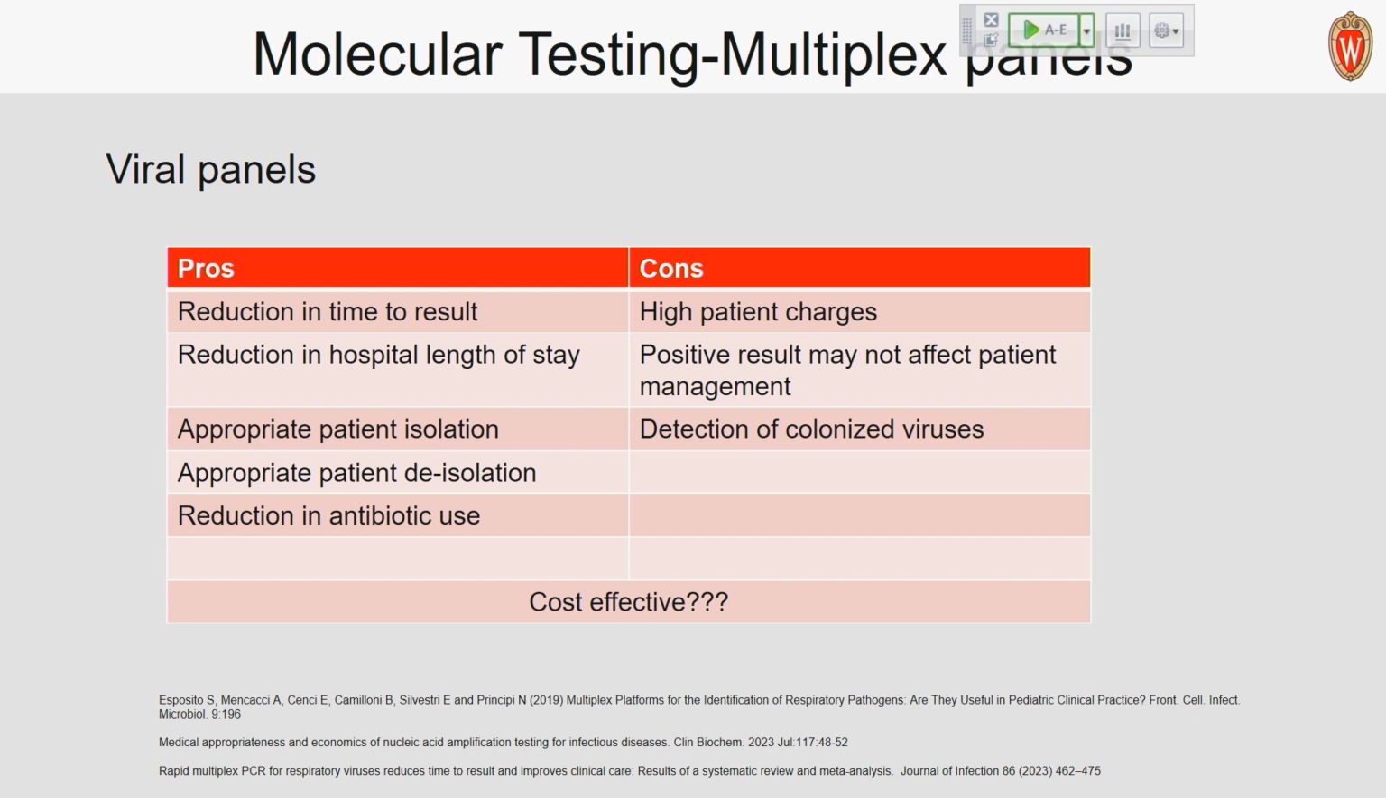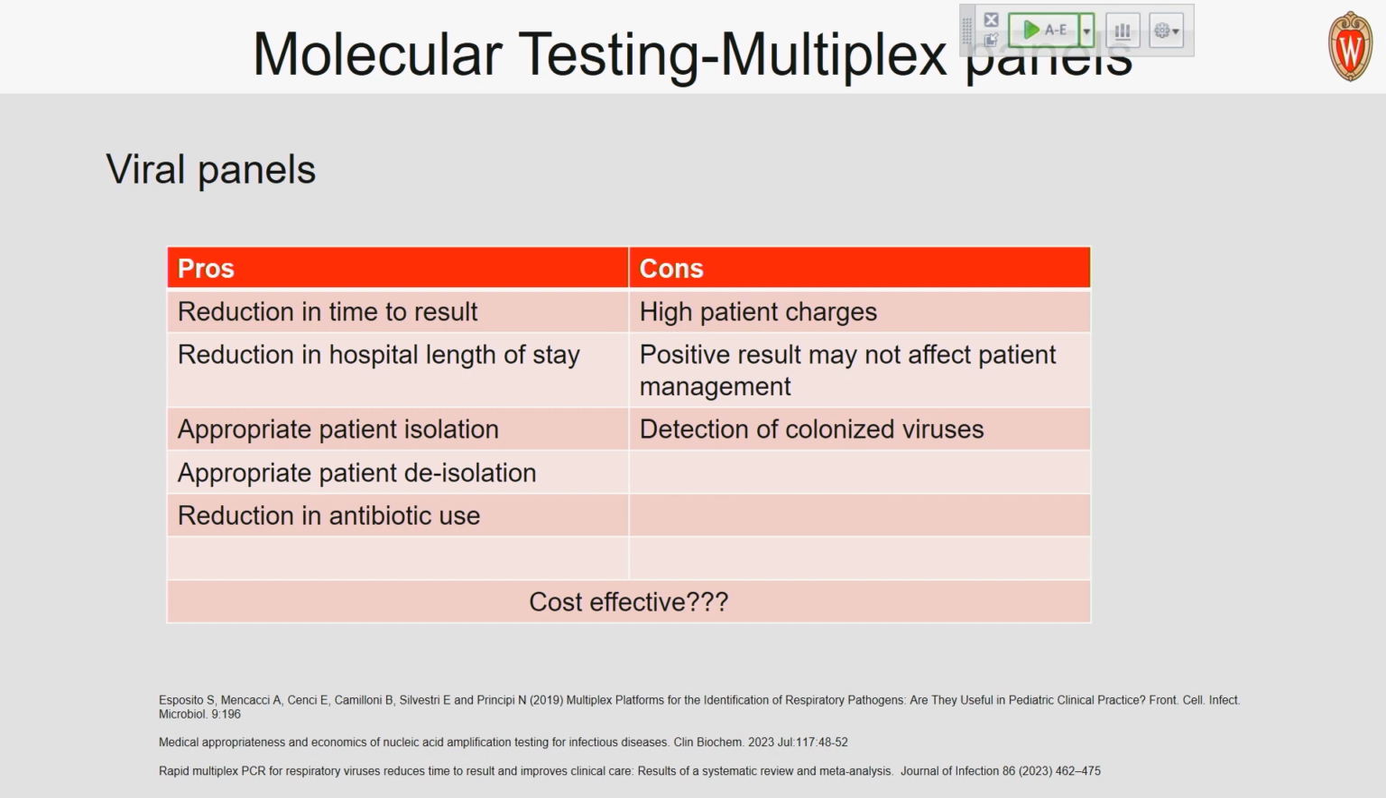Some pros and cons to them, and this is more in regards to some viral panels. When you look at viral panels in particular compared to traditional viral technology, which is a cell culture, definitely if you're using molecular, you're going to get a reduced time to result, reduced length of hospital stay because you're getting that result a lot quicker. Might isolate the patient more quickly or de-isolate them more quickly. And you'll have a reduction in antibiotic use because if you get a positive result from one of those viruses, the provider might click and say, hey, it's a viral pneumonia, we can take them off the antibiotics.